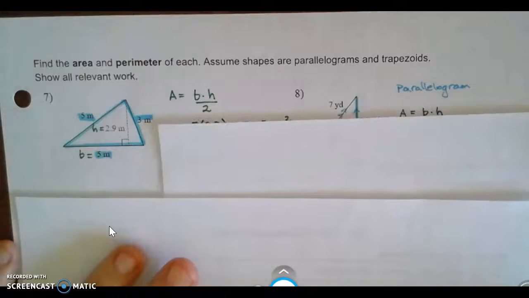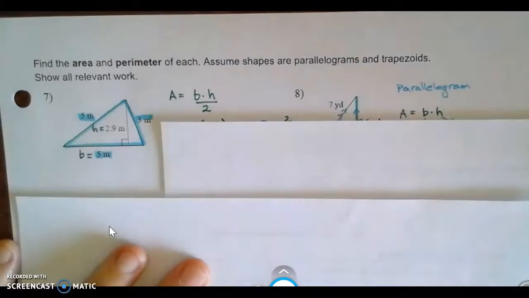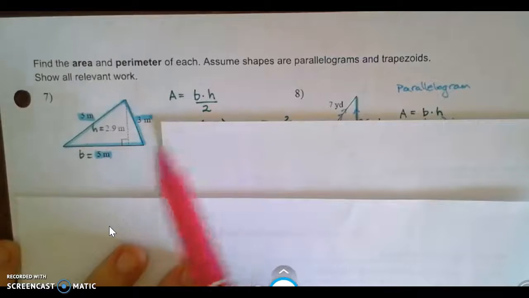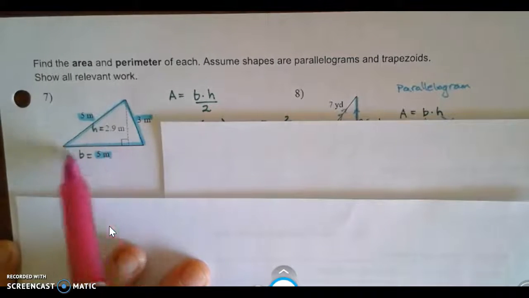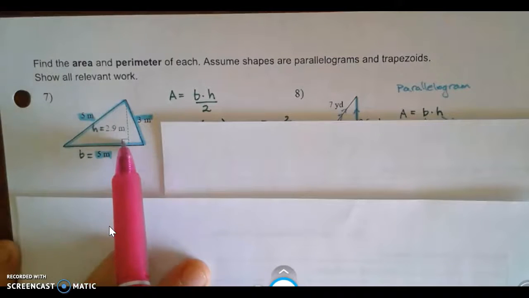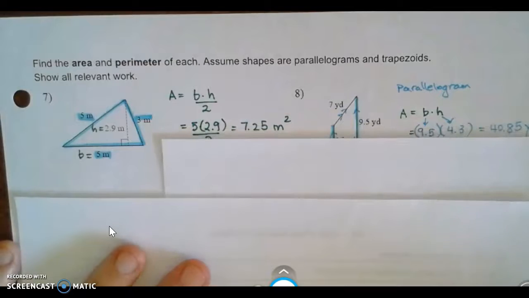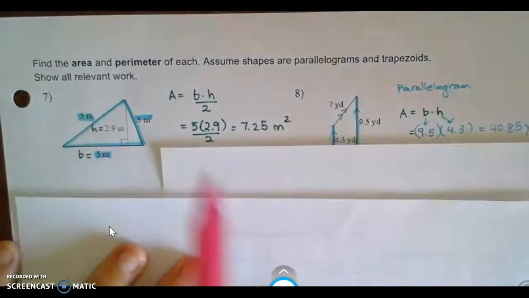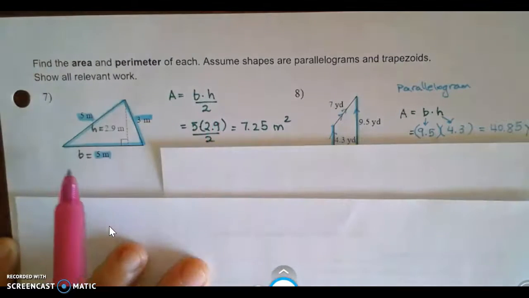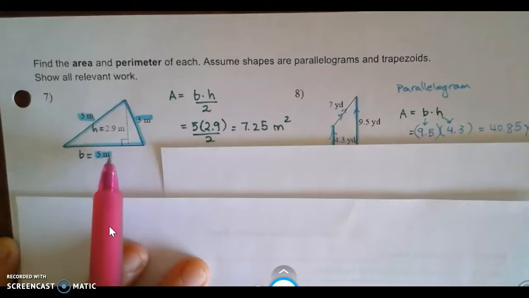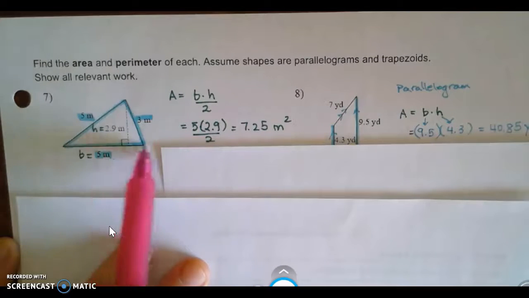The area of a triangle is always base times height divided by 2. That is the equation. If you just multiply base times height, you've just found the area of a rectangle, right? And a triangle is always going to be half of that. Now, which is the base length? Which is the height? Remember, the base and the height, the two numbers that you are going to be multiplying, have to be perpendicular to each other.